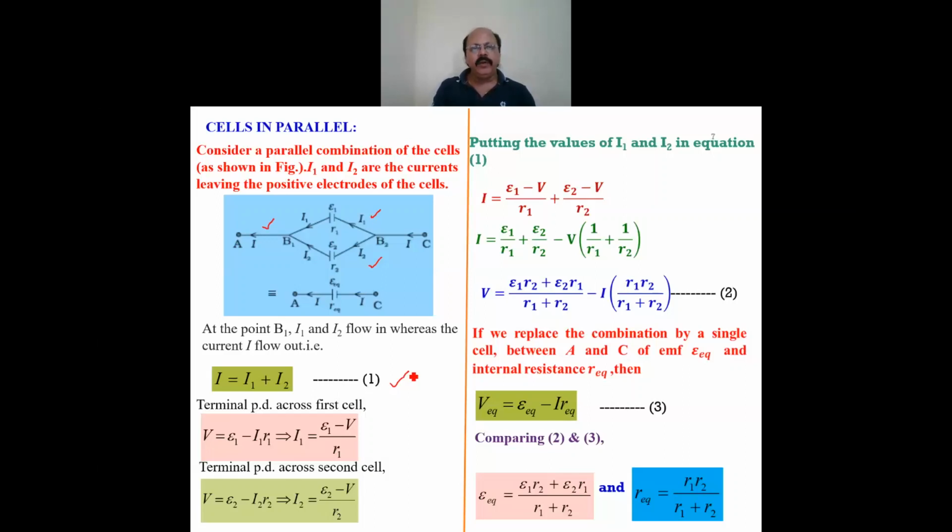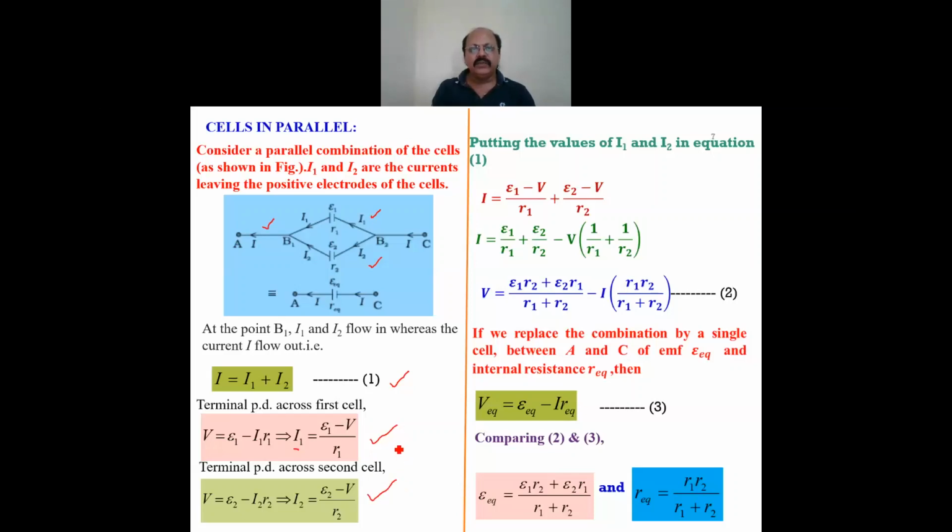Now find out the terminal potential difference across the first cell by applying the same formula, V is equal to E minus IR. So here it becomes V equal to E1 minus I1 R1. So from here you calculate I1. So I1 is (E1 minus V) upon R1. Similarly, find out the terminal potential difference across the cell of EMF E2, that is the second cell. V is equal to E2 minus I2 R2, then I2 equal to (E2 minus V) upon R2.